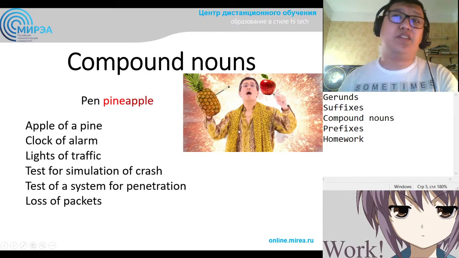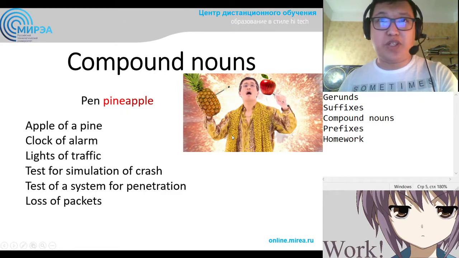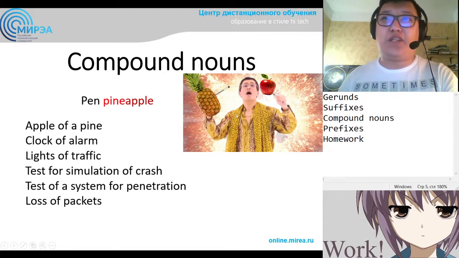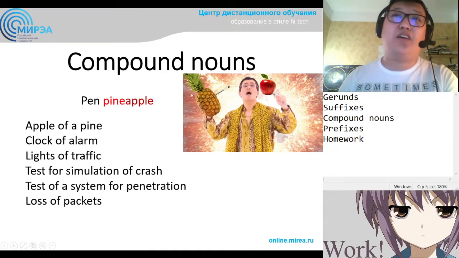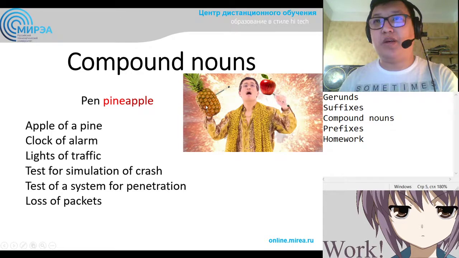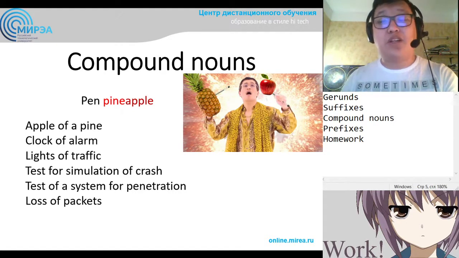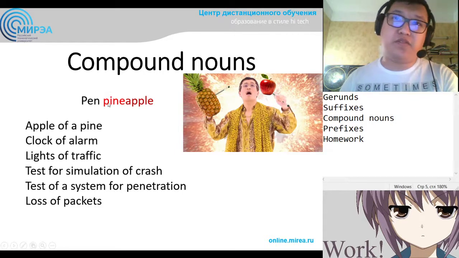this guy who created a whole song teaching people how to build compound nouns. As you can see, he's holding a pen, pineapple here. So these are two nouns going one by one. So pen, pineapple. The most important one here, the systemic word here, is the word pineapple. In Russian it is still ananas. And what kind of pineapple is that? That is a pen pineapple. So this word here acts as an adjective kind of thing.